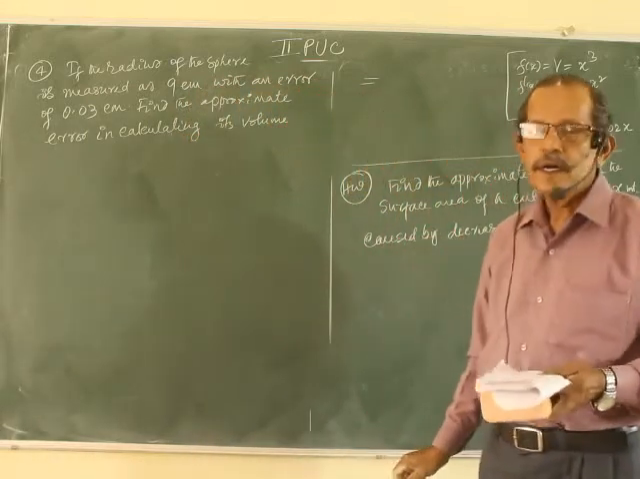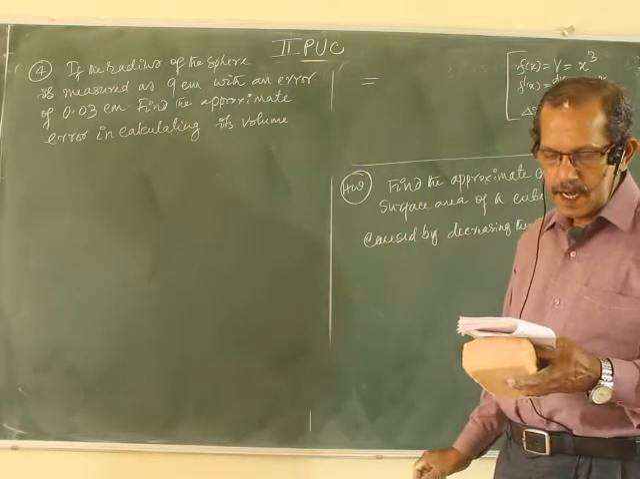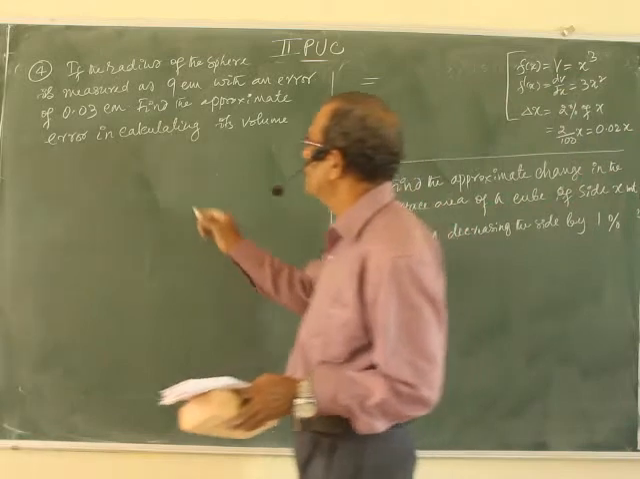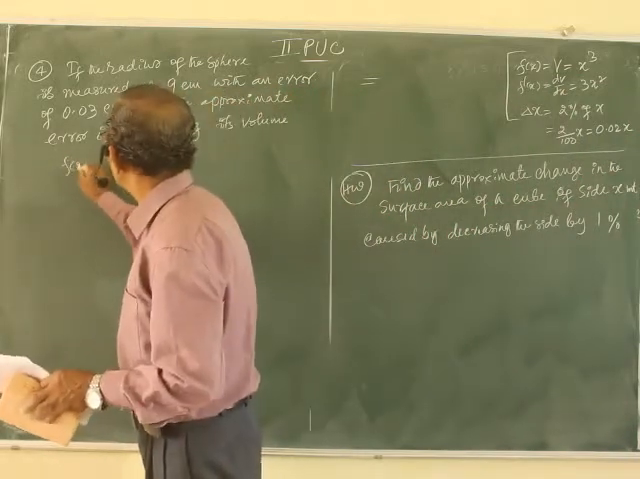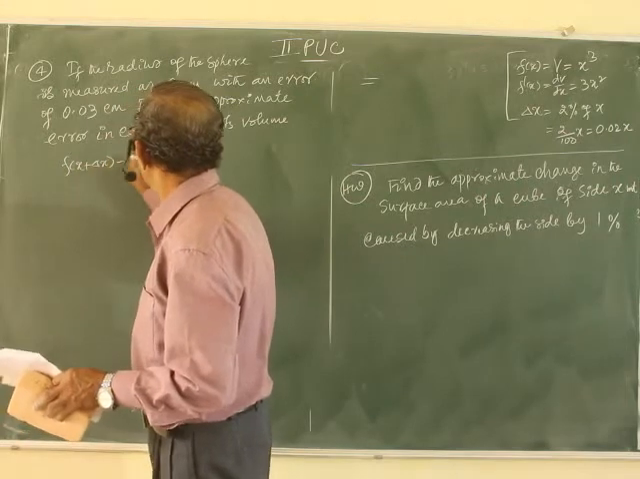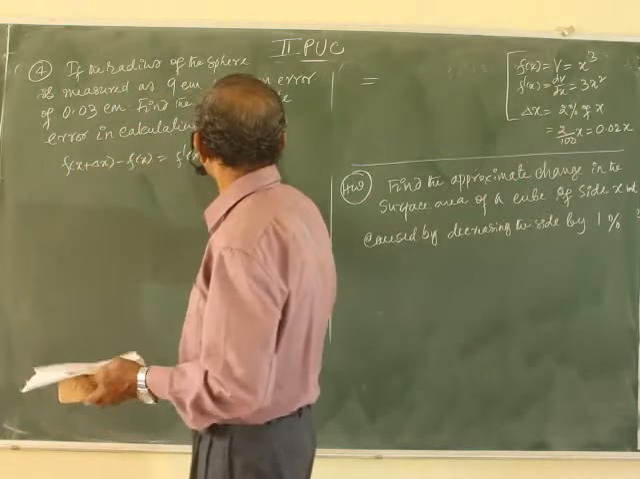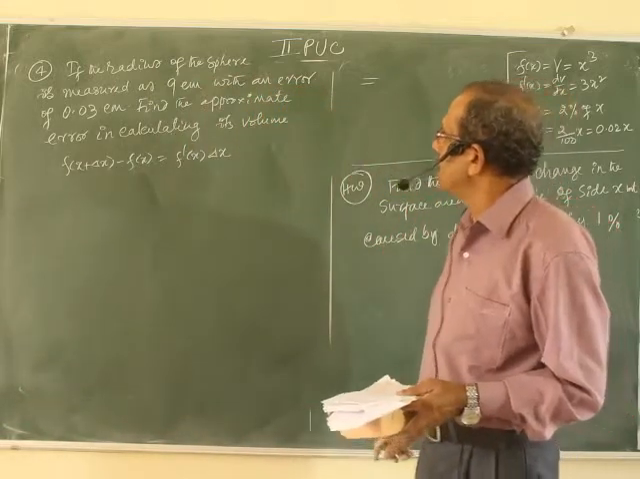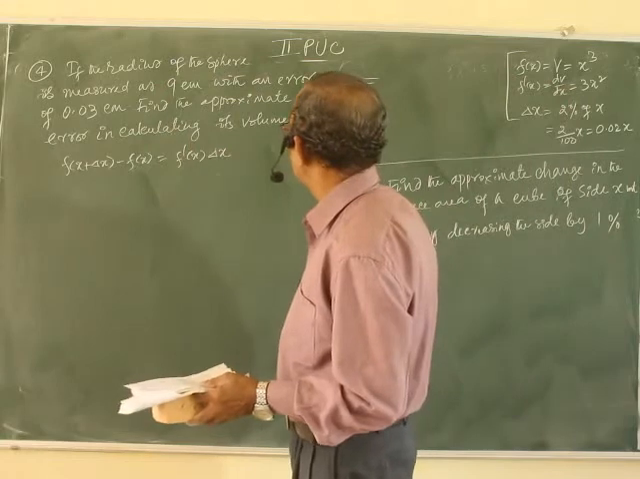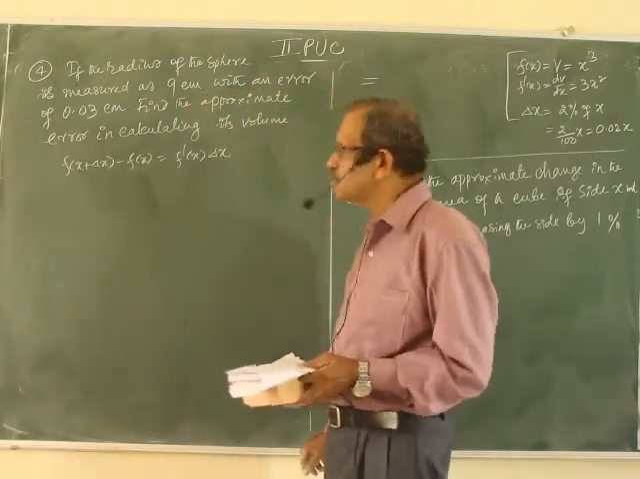Once again it is change in the value of the function. Correct, no? So, f of x plus delta x minus f of x is required. Okay. Find the approximate error in calculating its volume. Delta V is required.